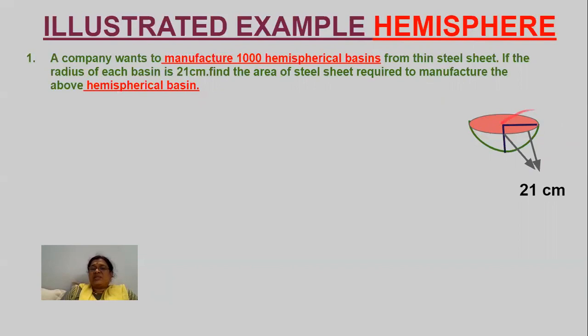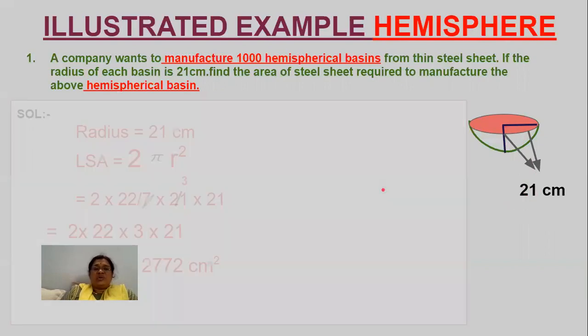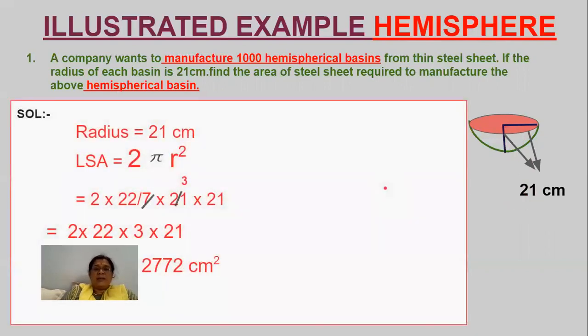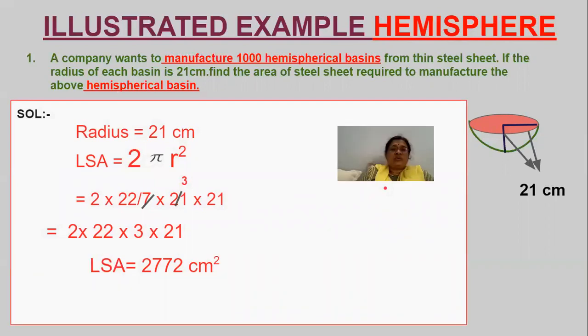So this is the basin, and the radius is 21 centimeters. The radius is 21. The height of the hemisphere is also 21. So let us move on to the problem. See here, what is given here? The radius of the basin is given. It is 21 centimeters.